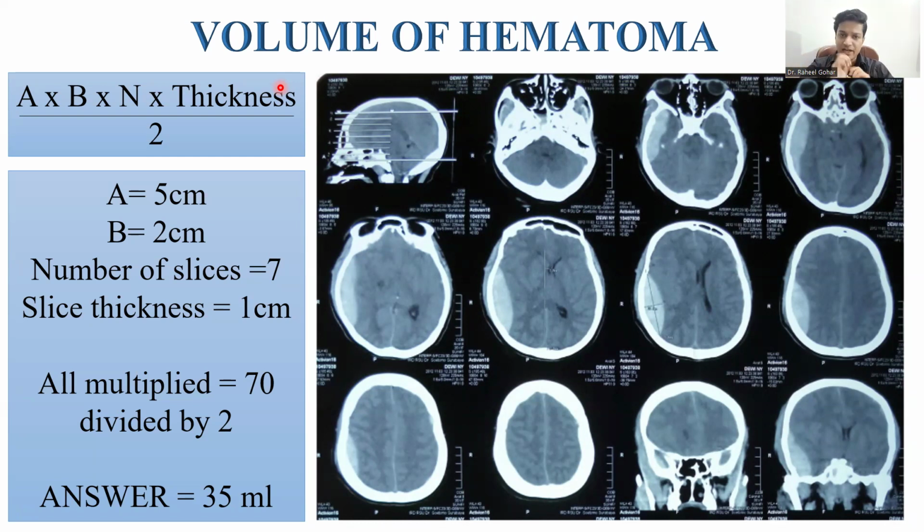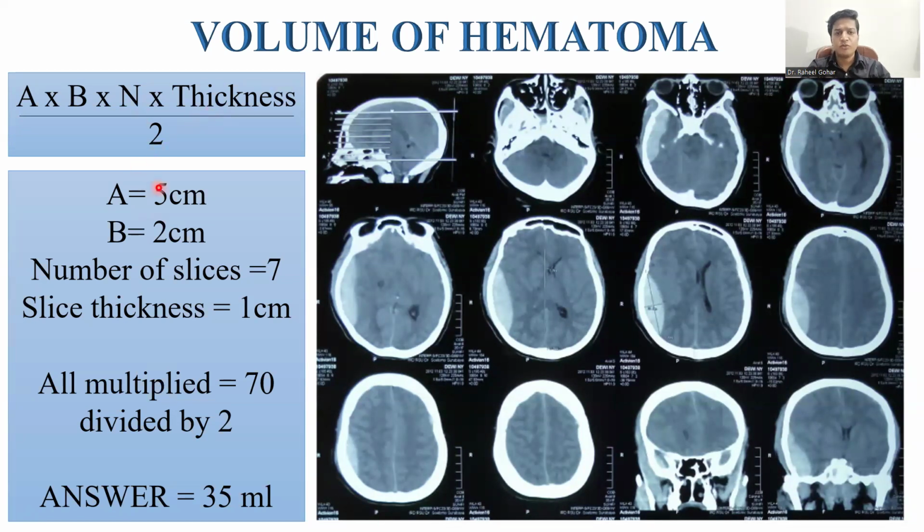So the formula is slightly different. Here you can see A is again the length, B is the width, and N is the number of slices in which the hematoma is appearing, and finally the thickness of these sections. Either they will be of 0.5 centimeter, which means 5 mm, or they will be of 1 centimeter or 10 mm in thickness. If it is 10 mm, then there is no problem, you write 1 and it will not affect your result. But if it is 5 mm, then you write 0.5 because we are measuring in centimeters. So A into B into N, the number of slices, into thickness, divided by 2 simply.